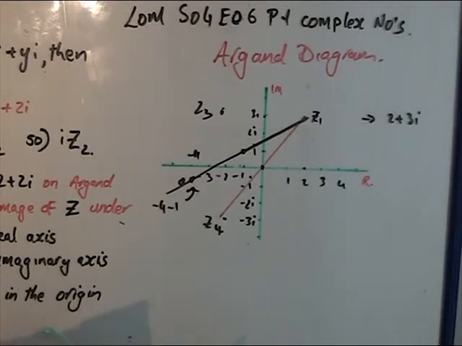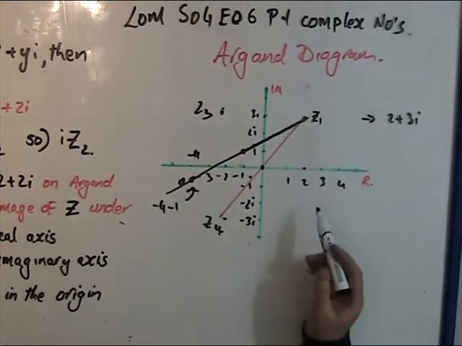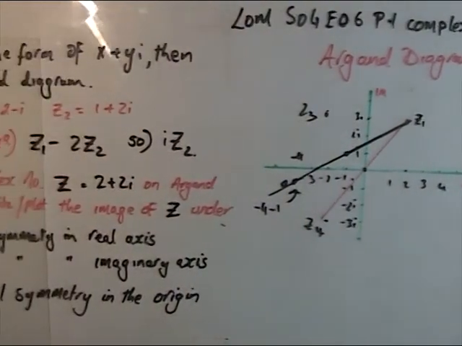Right, that's everything to show regarding translations and the Argand diagram. Remember, real is the x-axis and imaginary, they're just the same except i for the imaginary for y.